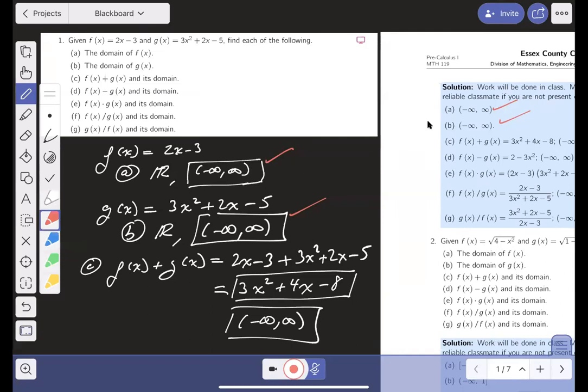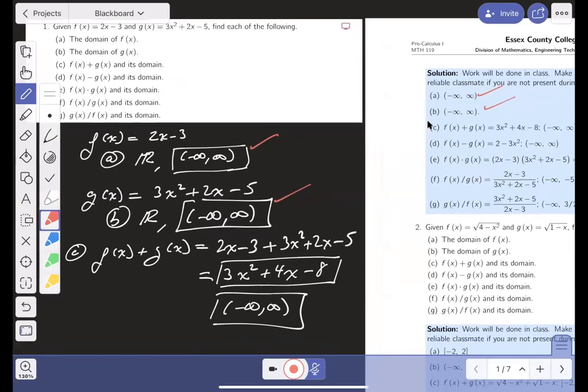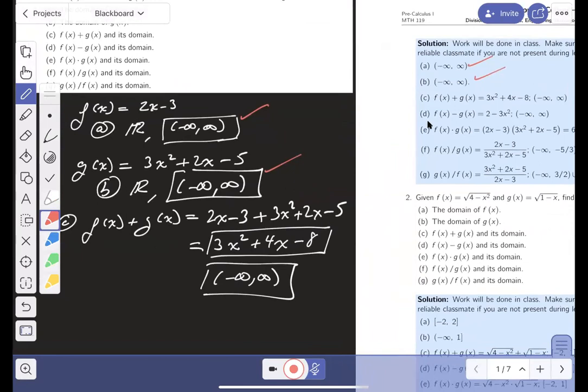Again, my recommendation to you is, look at the key. I'm looking at c, and I see 3x squared plus 4x minus 8, and I see minus infinity, just as we had put it over here. All right, let's go to the next one.